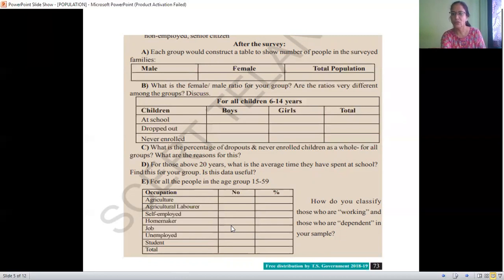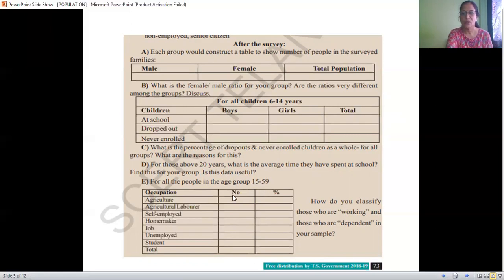Lastly, the students have to find out the percentage of dropout and never enrolled children. They also have to find out the reason for this. Then the people who have completed 20 years of age, how much time they have spent in the school. And the last, the students have to find out the occupation of this age group, that is 15 to 59 years.